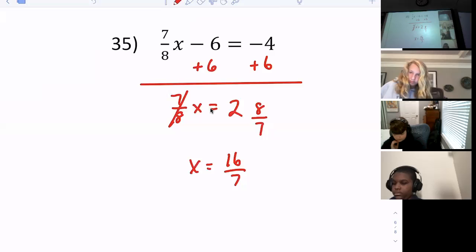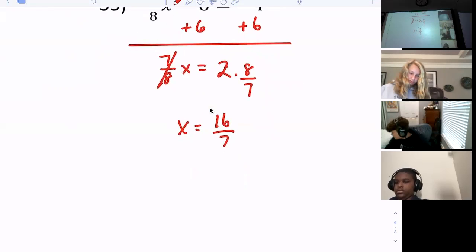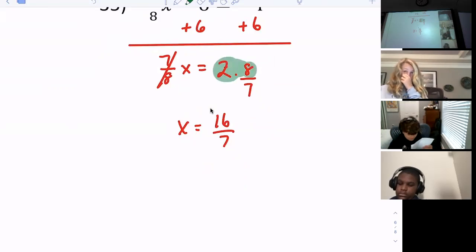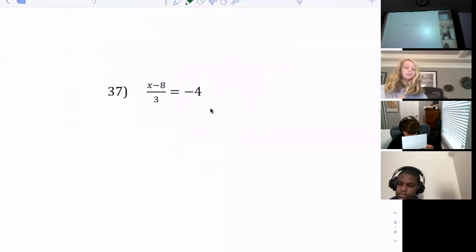All right. Come on, keep going. Don't give up. All right? Don't give up. How'd you get the 16 over 7? I know you did that, but how would you do it? What is your question? How did you get 16 over 7? I multiplied 2 times 8 sevens. Yeah. So what did I do with the 2 and the 8? Well, oh, because 2 can wait. Yeah. Okay, I get it. Okay, 37.